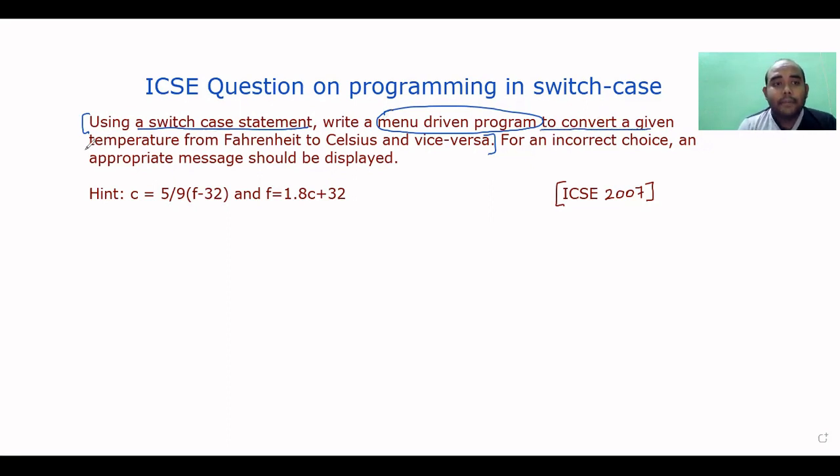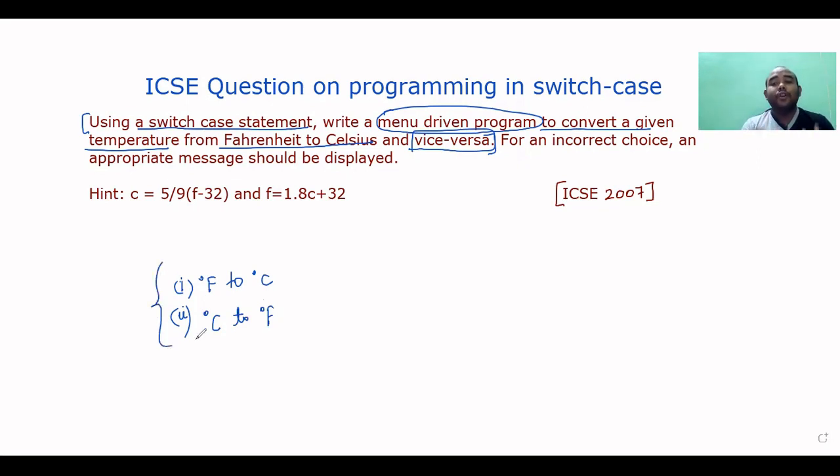To convert a given temperature from Fahrenheit to Celsius, means what will be the first option of the menu? Fahrenheit to Celsius conversion. The user will enter the temperature in Fahrenheit and the program will convert that Fahrenheit temperature into its corresponding Celsius temperature. And what will be the second option? It is written "and vice versa", meaning the opposite. The input will be in degree Celsius, the user will input it, and the program will convert it to its corresponding Fahrenheit temperature. So you have two options for the user.